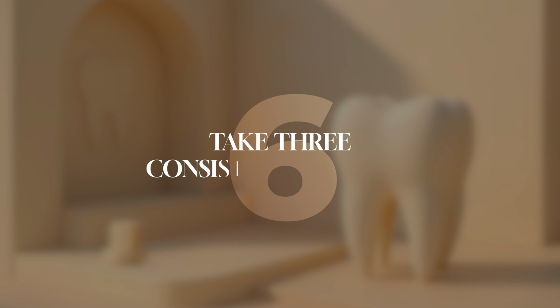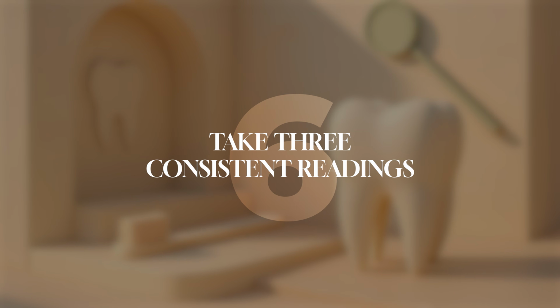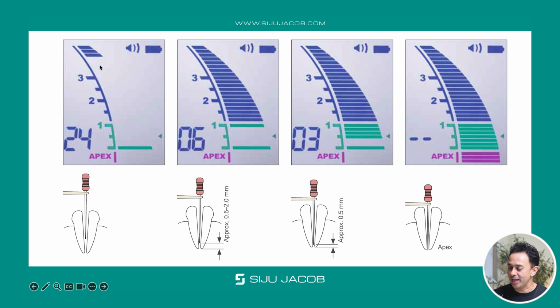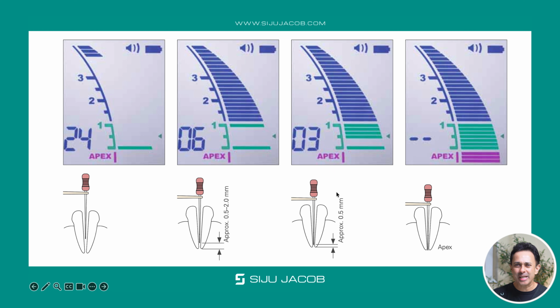The sixth and final protocol that can help you take accurate measurements with the apex locator is to have 3 consistent measurements. So you want to have a situation where you insert the file into the canal, and as the file progresses in the canal, the apex locator will tell you when you reach the apex. And once you reach the apex, you want to measure this length. Let's say if you measure the working length to be 18 millimeters, then what you want to do is push the file slightly beyond the apex.